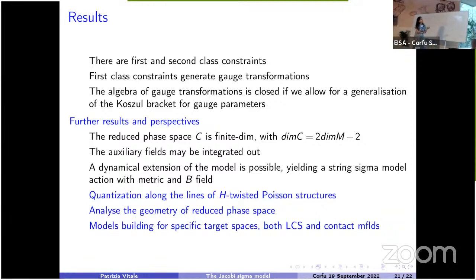Then we have studied a dynamical extension of the model in the same spirit as what is done for the Poisson sigma model, by adding a metric field on the target space. Something that we would like to do is quantization along the lines of H twisted Poisson structures.